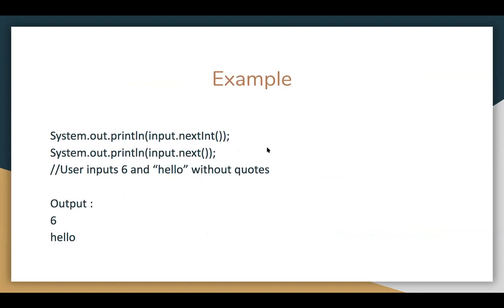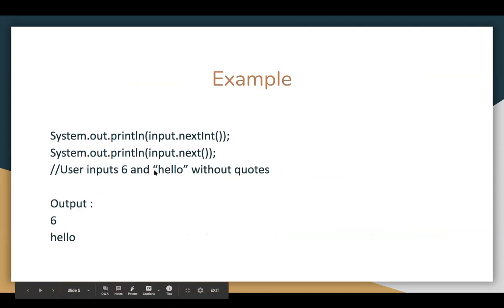So just as an example, you can see here that in the print statements, I have input.nextInt and input.next. If the user inputs 6 and hello without the quotes, so when you're entering strings, you don't have to enter the quotation marks, just hello without any quotation marks, that would work. That would output 6 and then hello.